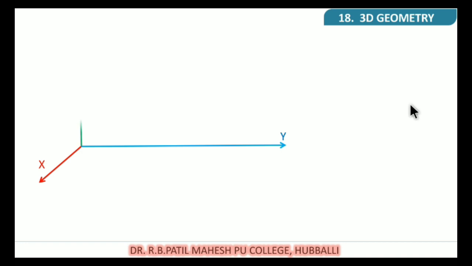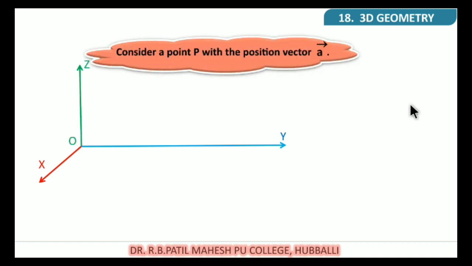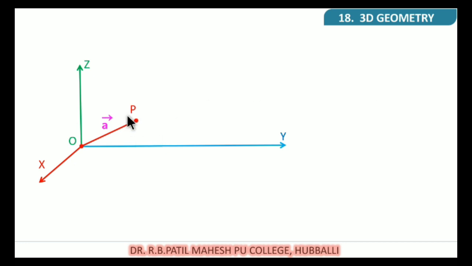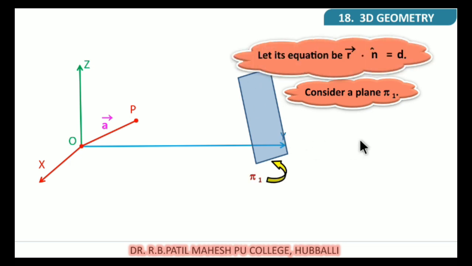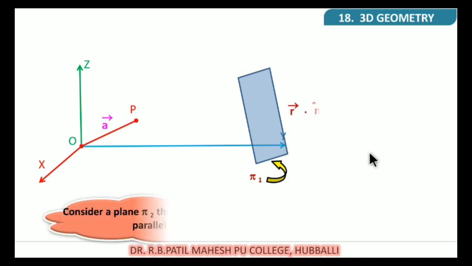consider a 3D space and a point with the position vector A. So, this is the point P with position vector A, and now consider a first plane that is pi 1. So, its equation will be r dot n cap is equal to d, where n cap is a unit normal vector to this plane. So, this equation is r vector dot n cap is equal to d.